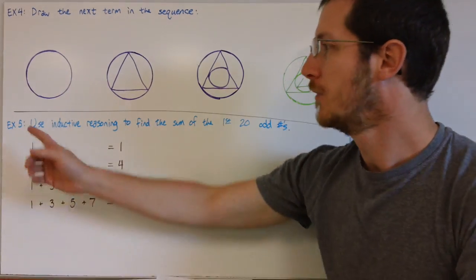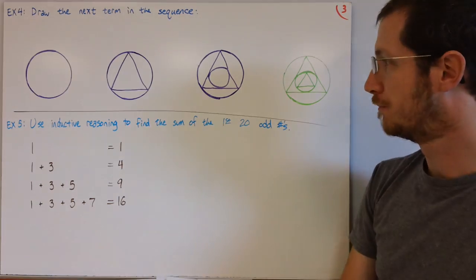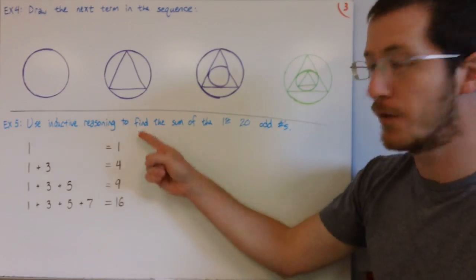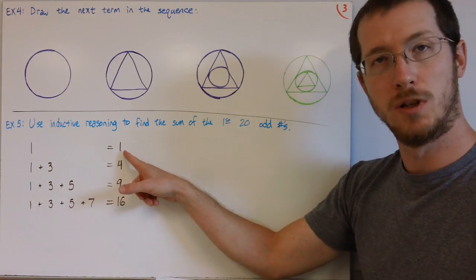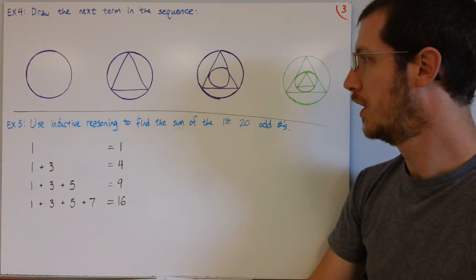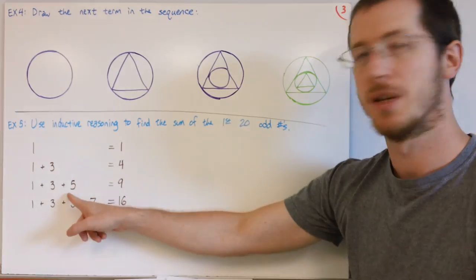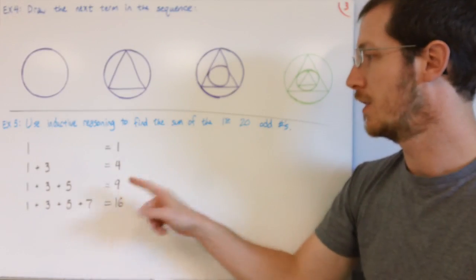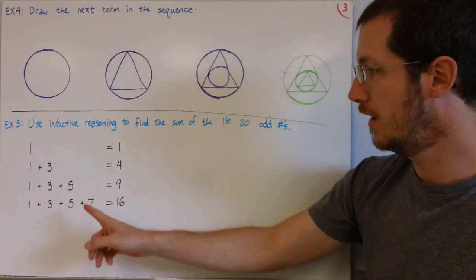Okay, example 5. Use inductive reasoning to find the sum of the first 20 odd numbers. Okay, we've got the first 4 given to us. So the first odd number is 1. By itself is 1. 3 is the next odd number. Add that to 1, we get 4. Next odd number is 5. Add that, we get 9. 7 is the next odd number. We get 16, and so on.